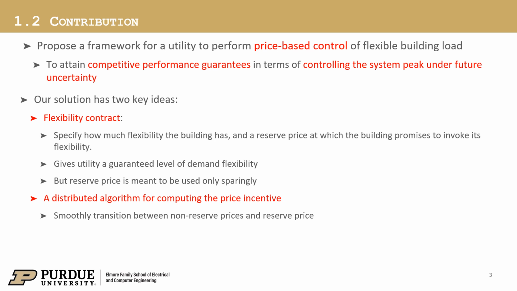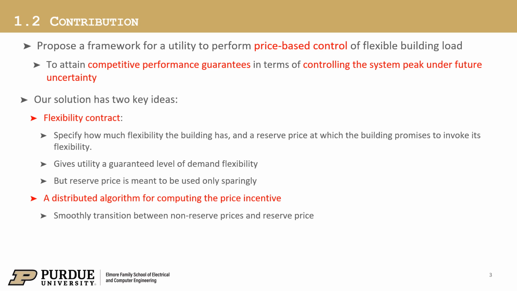Our solution has two key ideas. First, we introduce the notion of flexibility contract, which specifies how much flexibility a building has, and the reserve price when the building promises to invoke its flexibility. This gives the utility a guaranteed level of demand flexibility, which is important for the utility to attain the performance guarantee. But note that the reserve price is only meant to be used sparingly.